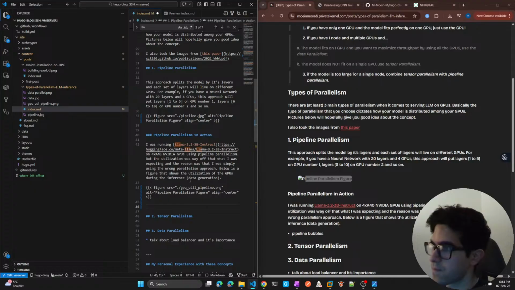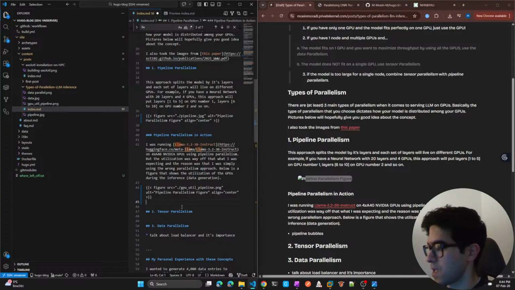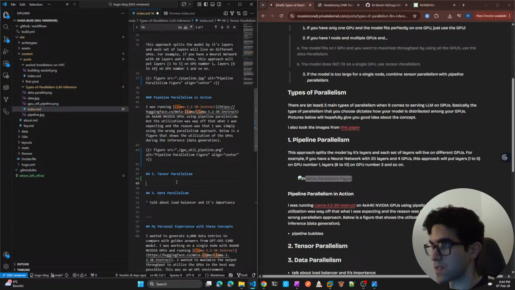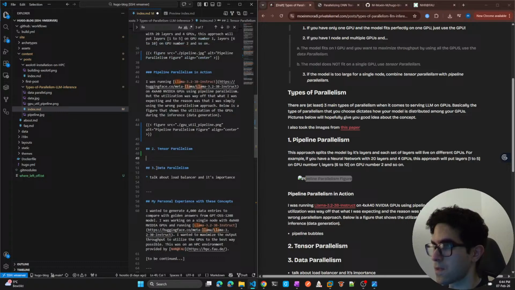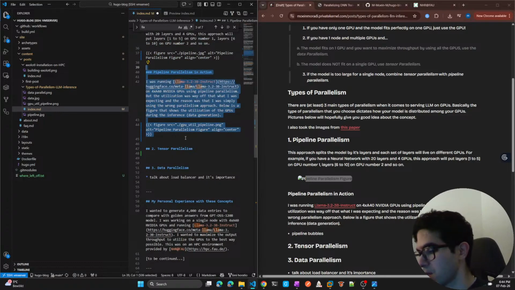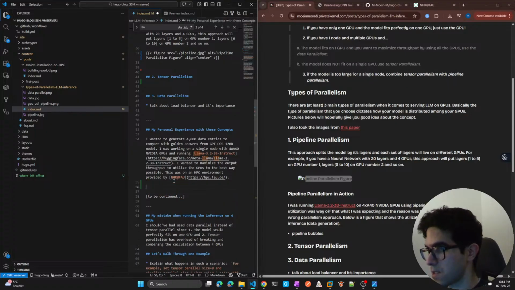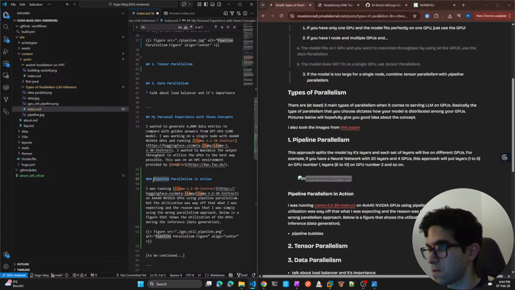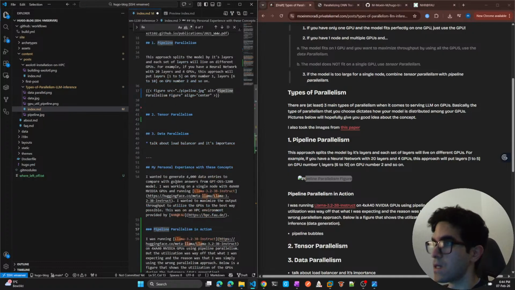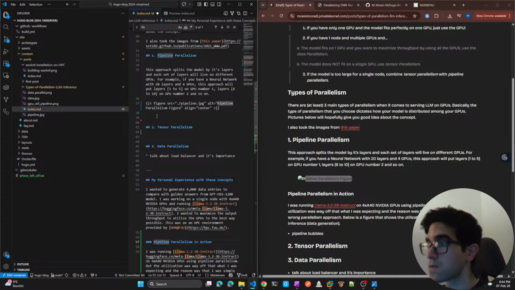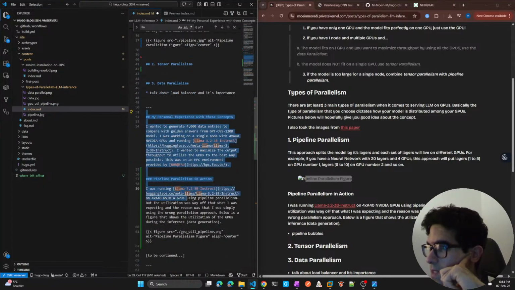Okay. And then for the tensor parallelism, I would say I think I will also take this and put it here. So I will first go over the different types and then I will talk about the personal experience.